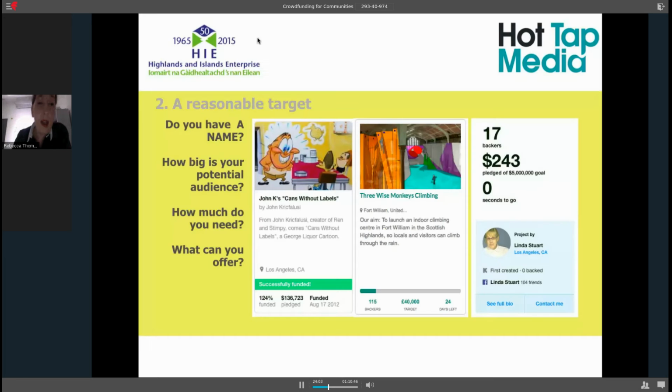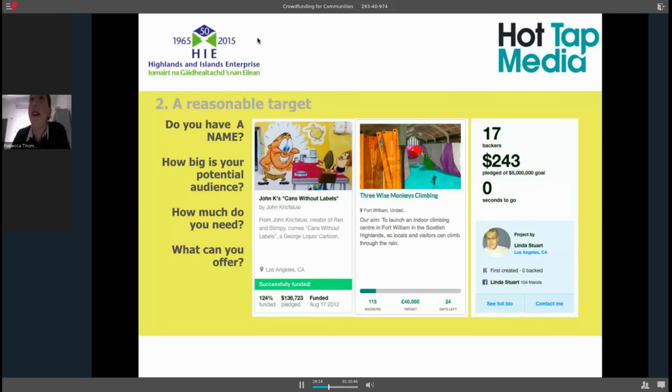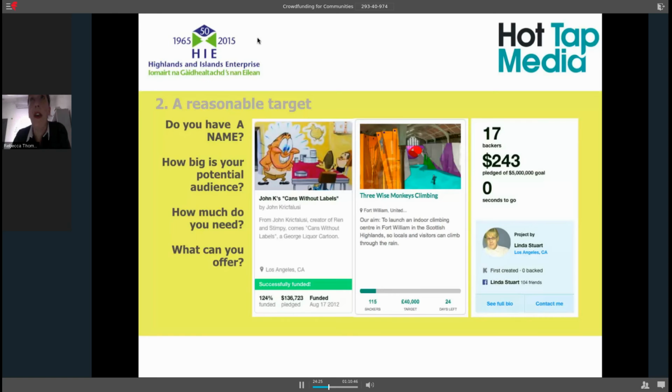Another way to reach a wider audience is to think about what kind of niche you represent. So, for example, if your project is saving endangered trees, there are lots of groups and networks out there in the world, and well beyond Scotland. You can start thinking globally when you're talking about tapping into these audiences who would be interested in contributing to something which saves trees.